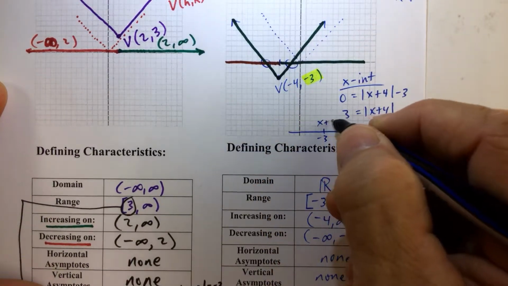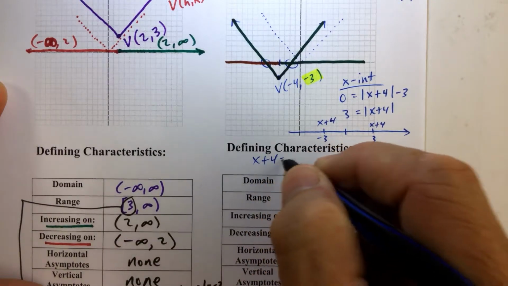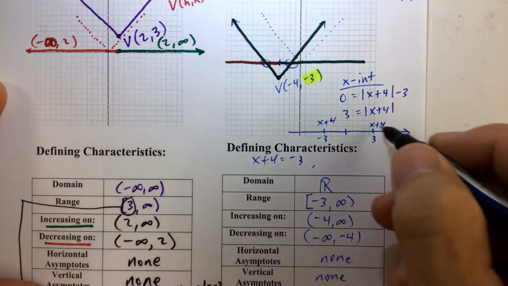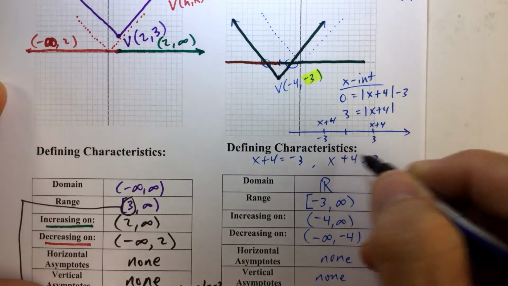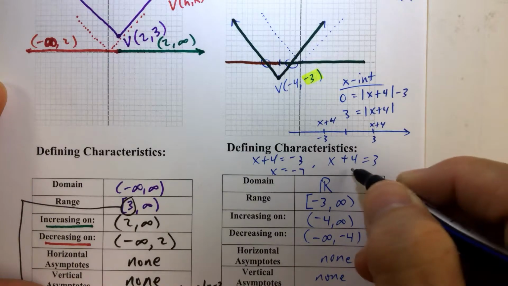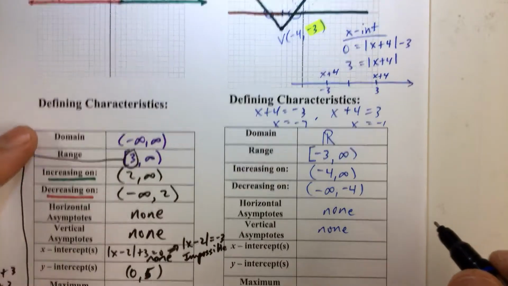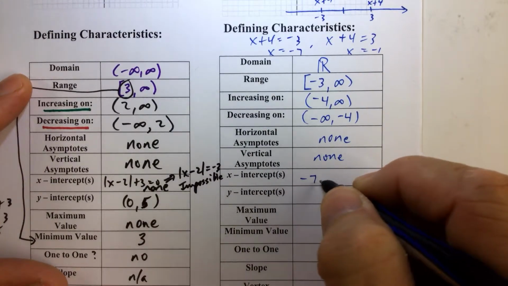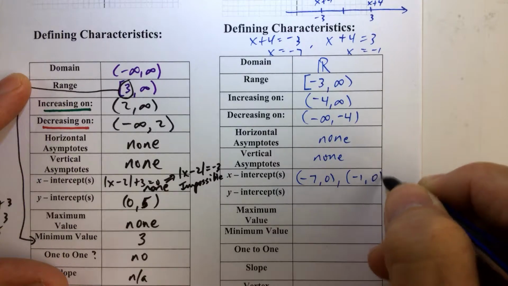So x plus 4 is either equal to -3 or x plus 4 is equal to +3. And when we subtract 4 from both sides, we get -7. Subtracting 4 from both sides over here, we get -1. So we see we have 2 x-intercepts. One's at (-7, 0), and the other is at (-1, 0).